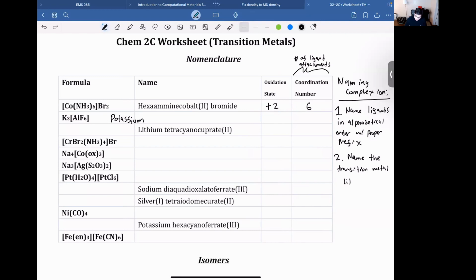Then there is one kind of caveat here, where if the complex ion is anionic, or it comes second, you're going to add -ate at the end. Then the third part is include oxidation state with Roman numerals.